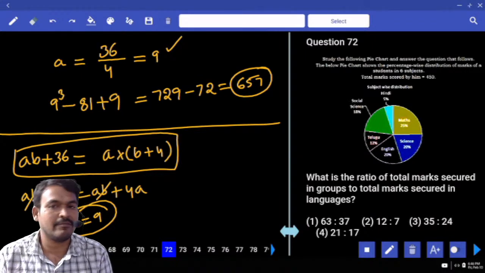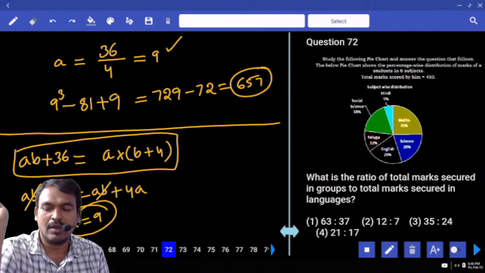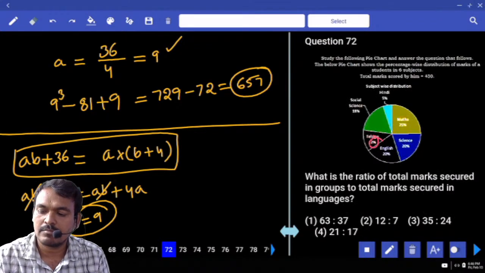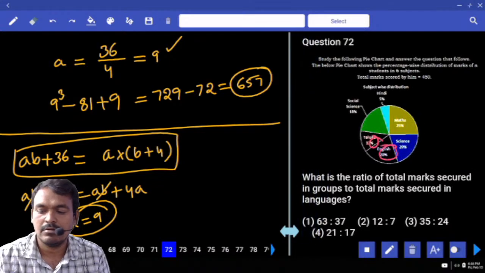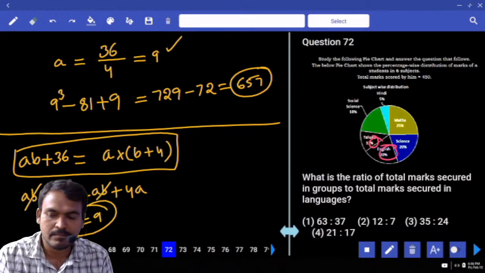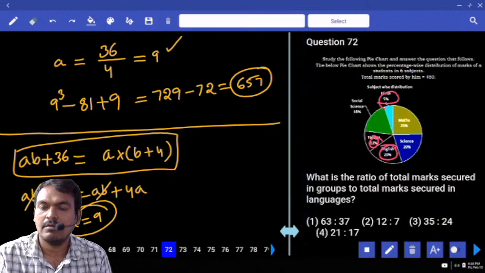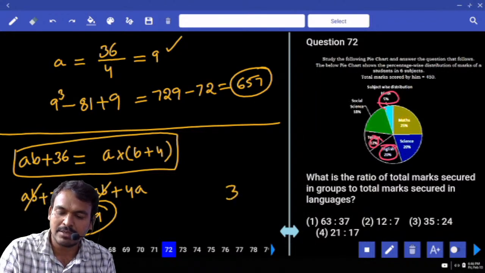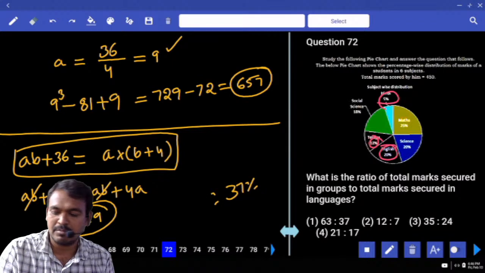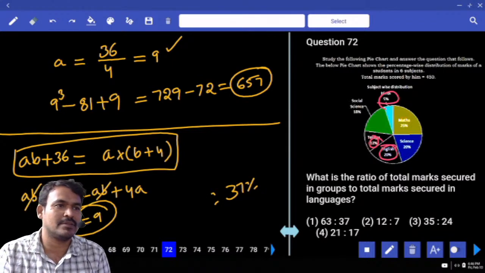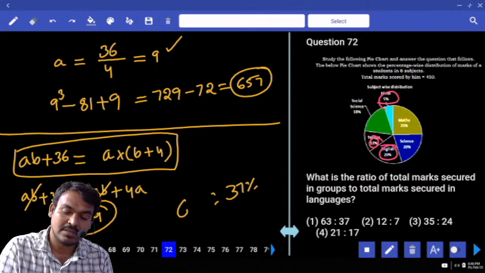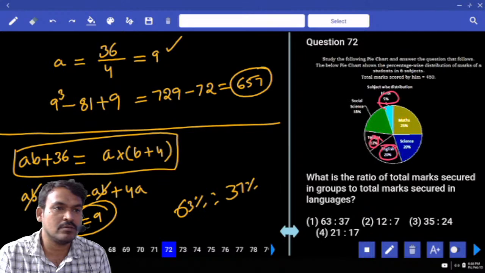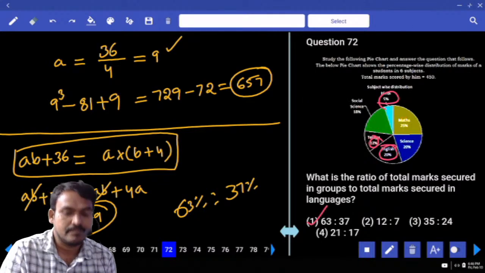First we take the language data. Language means Telugu, English and Hindi. Telugu is how much percent? 12%. English 20. 12 plus 20, 32. Hindi 5. Total 37. So language is how much percent? 37%. Language is 37%, which means other than language is 63%. What is the ratio? 63 is to 37.